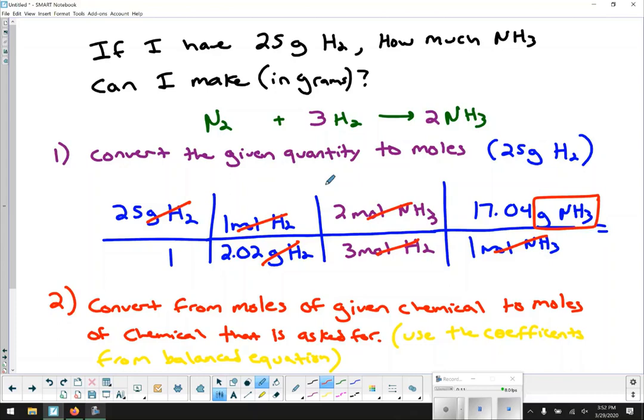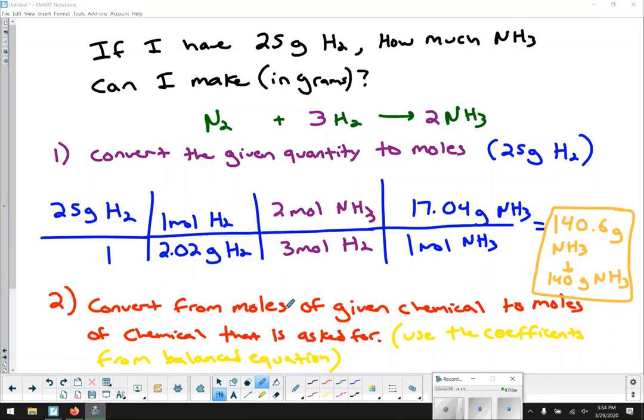Once you have the conversion set up, now it's just a matter of punching buttons on your calculator. This would be 25 divided by 2.02 times 2 divided by 3 times 17. You can type in the times and divided by 1 if you want. I'm not going to, but you certainly can.